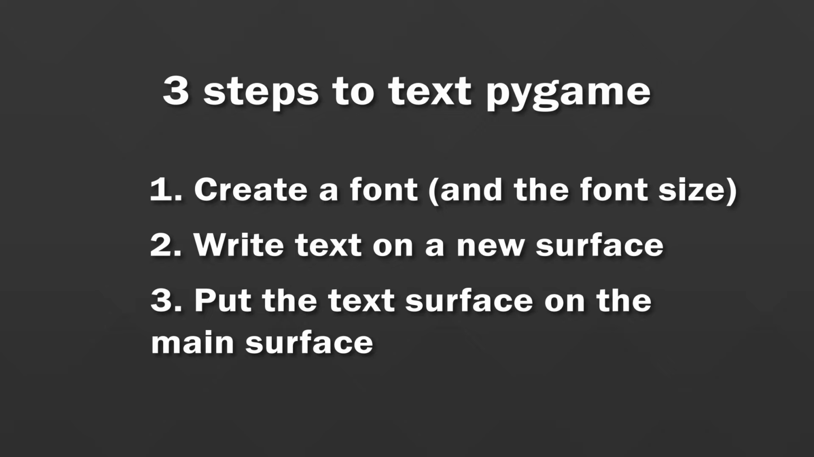But the problem here is that this text is going to be added on its separate surface. So it's not going to be drawn on the main surface that we have created earlier, the screen. Instead, Pygame creates its own surface and puts text on that. And because of that, we need step number 3, where we take the text surface and put it on the main surface. And that's basically it. So in our game, I will create a font, then I will use that font to create text on its own surface, and then I will put that surface on the main surface.